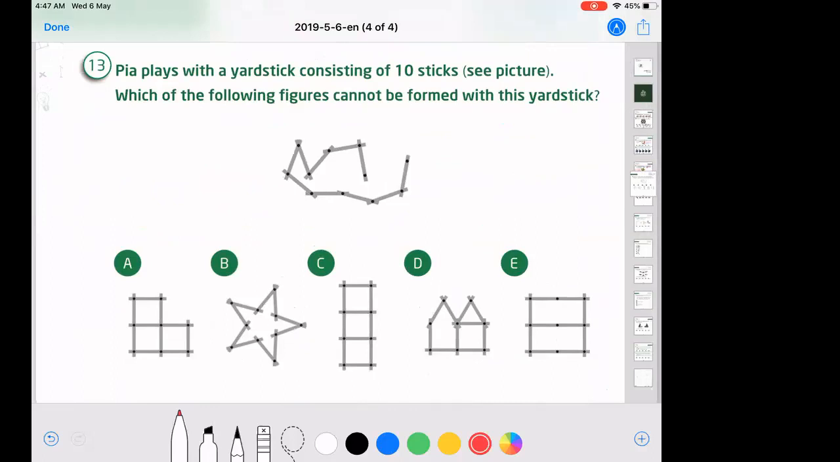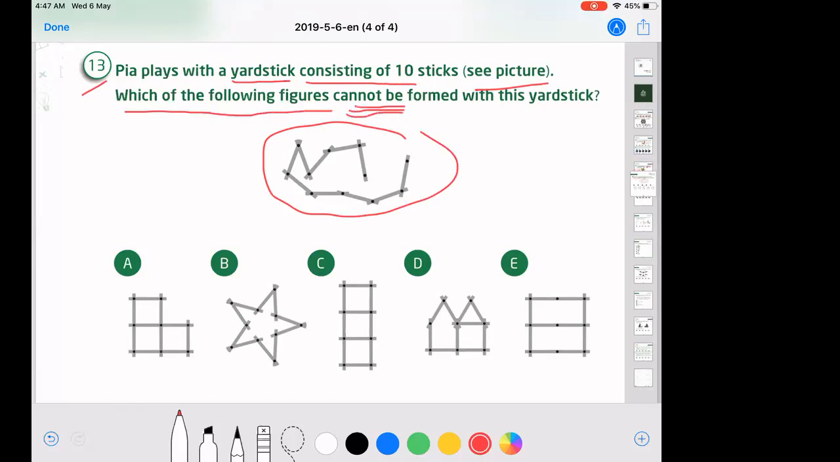Kangaroo question in 2019 for 5 and 6. Question number 13. Bia plays with the yardstick, which consists of 10 sticks. This is 10. It looks like one line, as you see in the picture. Which of the following figures cannot form the yardstick? The word cannot is very important.